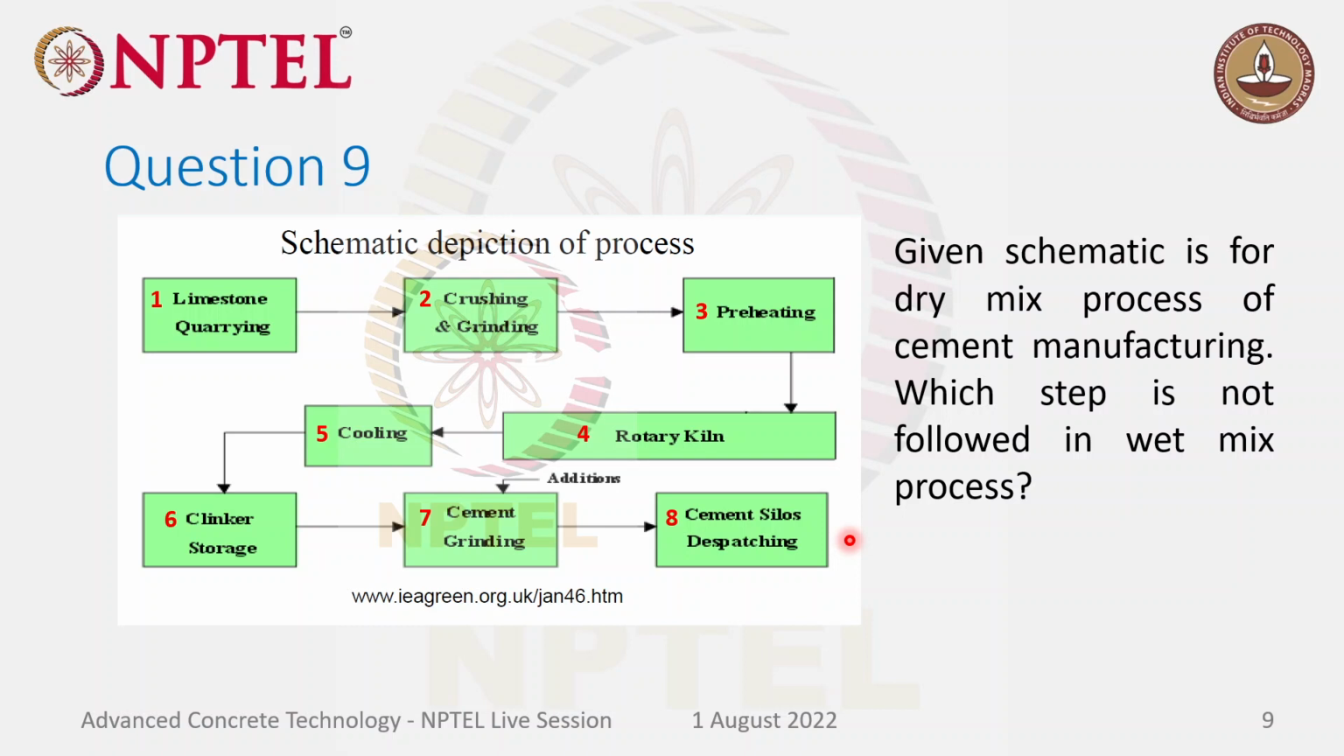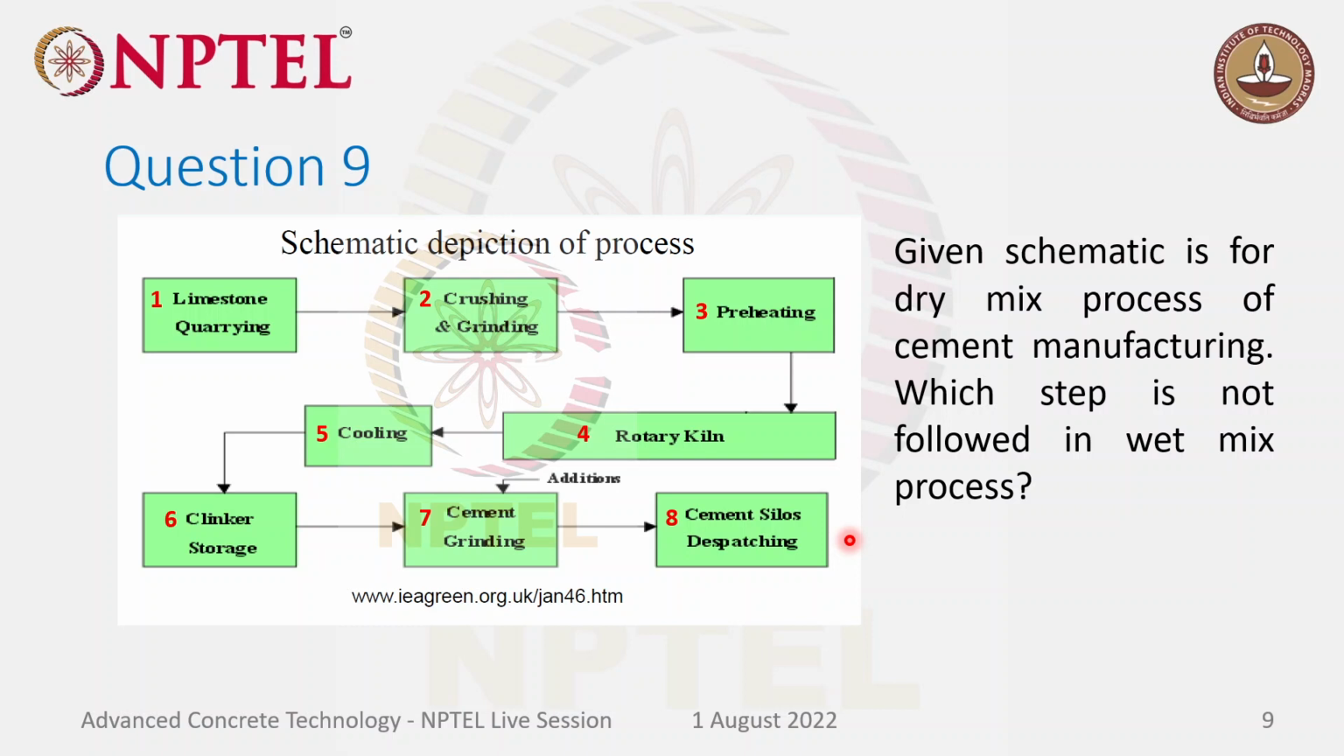Here, first it will be limestone quarrying, then crushing and grinding, then preheating, then it will be taken to the rotary kiln where it will be calcined, the clay will be activated, and the limestone will be decomposed and form C2S followed by C3S. It will be heated up to 1500 degrees Celsius. Then step 6. Okay, fine, you're saying it's step 6. Let me see what the answer is.